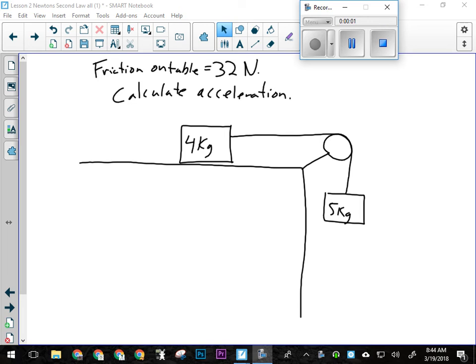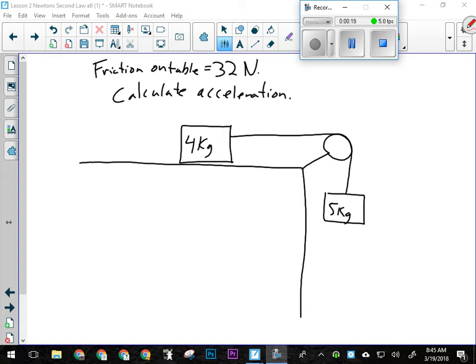Okay, so first thing that we need to understand is that Newton's second law is going to govern what happens here. There's going to be an unbalanced or net force that's going to cause this system to accelerate. We call it a system because this has more than one part.